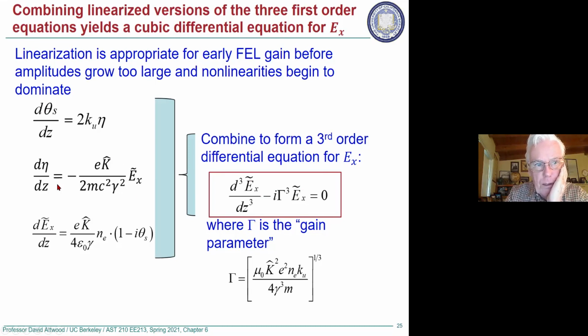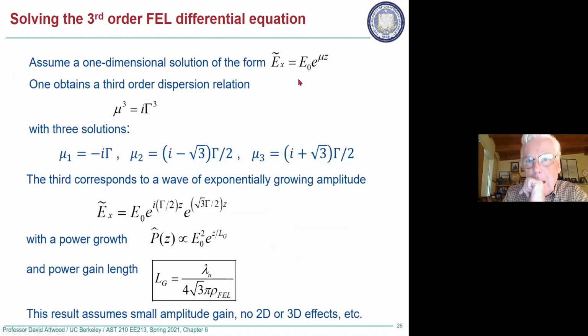And with all of these parameters coming together to give what's called the gain parameter. Actually, in the end, we're not going to use it so much. We're going to replace it with a gain length, something that means something to us in the lab. But you can solve this equation by assuming a wave of this form, that E_x with the tilde has some amplitude, and e to the mu z, where mu, you just plug this into this equation, and you'll find this relationship between mu and gamma.